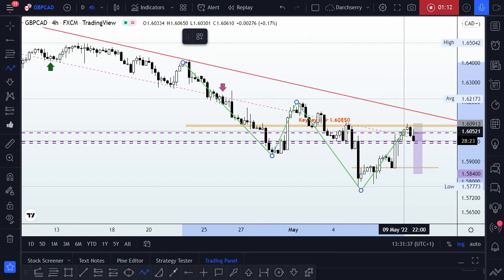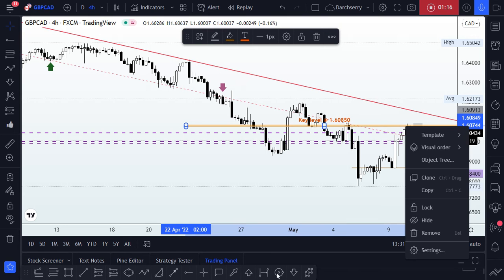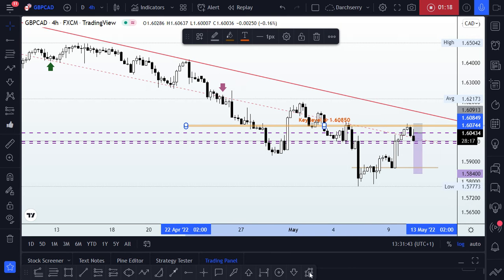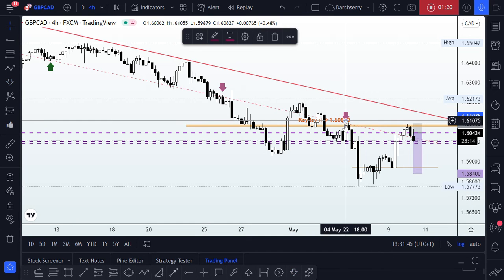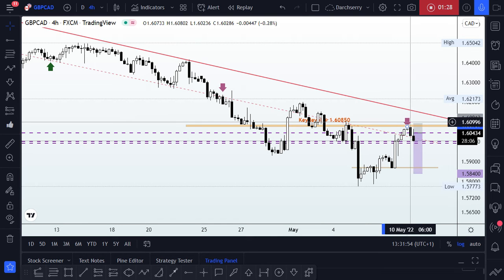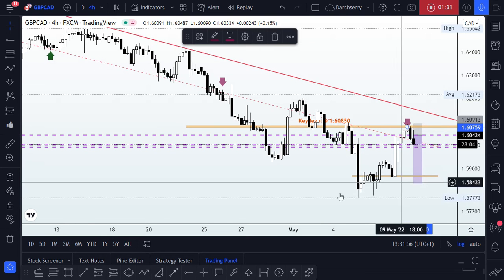Then price appears to be at a lower high again, as we've been on this level at one point in time, and that was in the early part of this month of May. So now price is right back at the same level. And at this point, we want to be selling this pair.